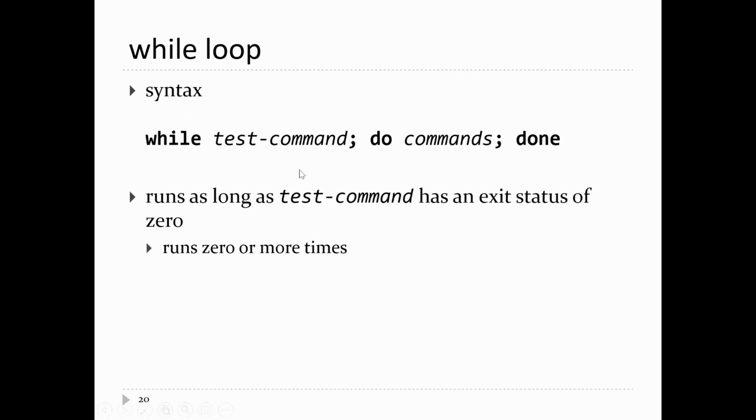OK, what does the while loop look like? Remember, Bash uses the exit status of commands for the conditions. So while uses the exit status of a command for its condition. While that command returns 0, has an exit status of 0, do these commands, and then you're done. So done marks the end of the body of the while loop.